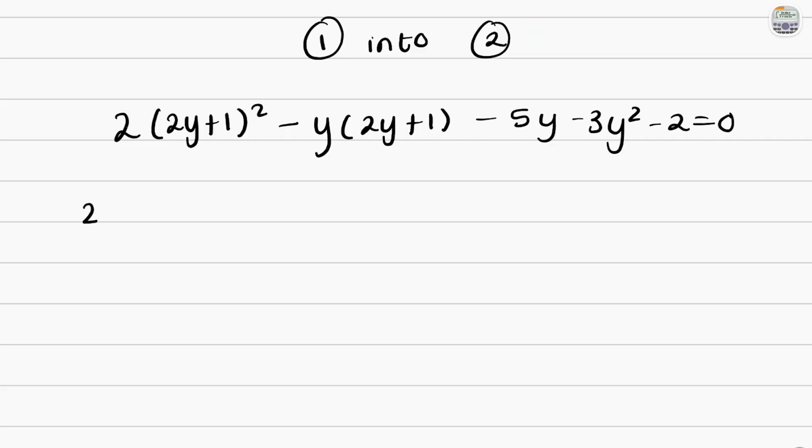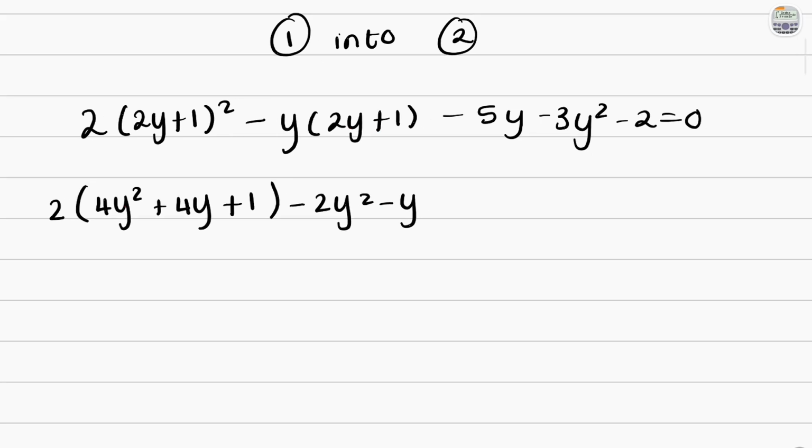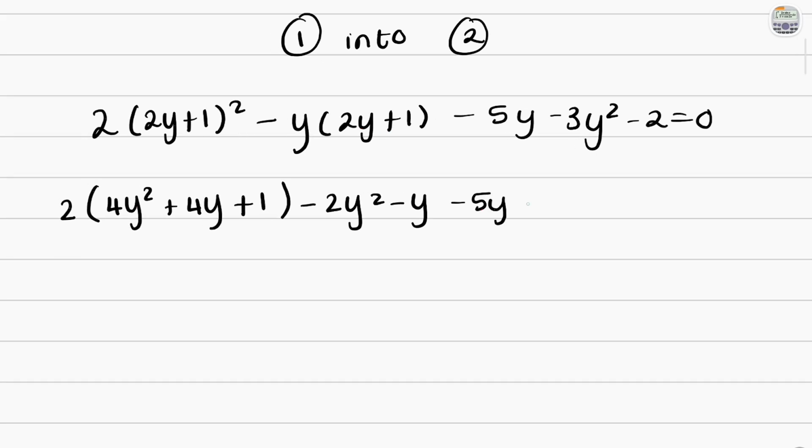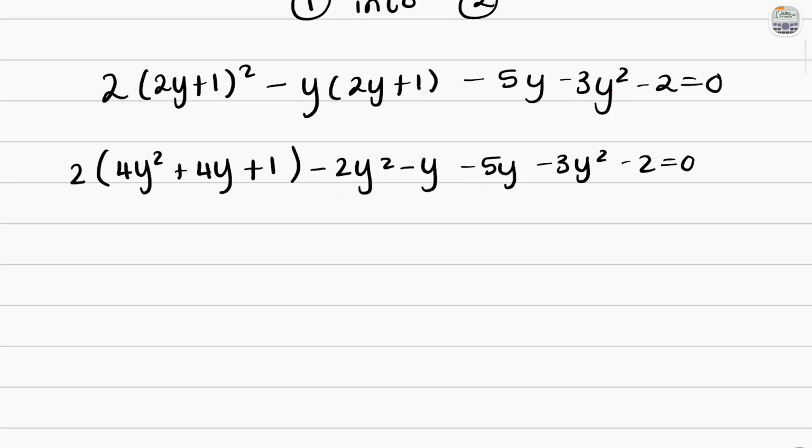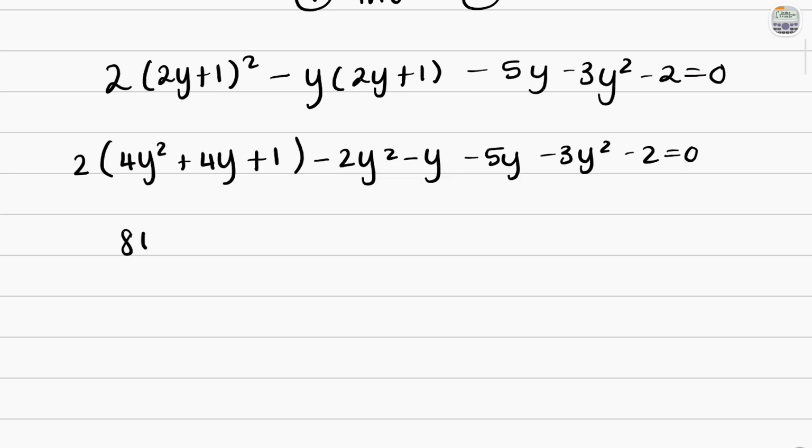Okay, so 2 multiplied by, we're going to square the first term. That's 4y squared. Square the last term is positive 1. And then first term times second term is 2y times 2 is positive 4y. Okay, then distribute here. That's negative 2y squared minus y. And here we just have minus 5y minus 3y squared minus 2 is equal to 0. Okay, let's distribute. So this is 8y squared and then positive 8y, positive 2.